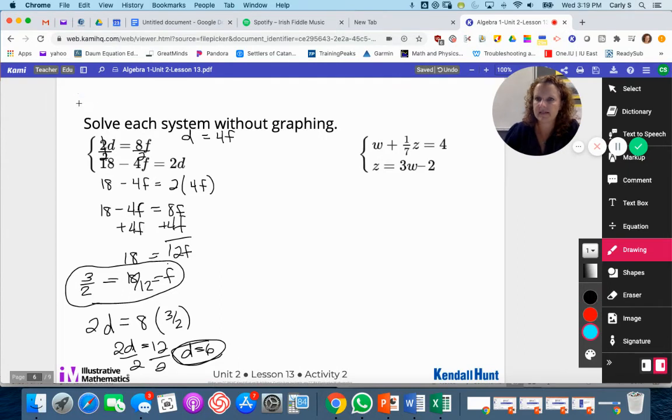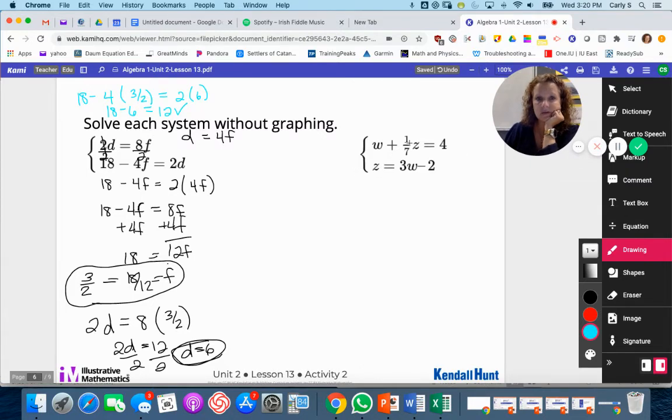We're going to plug it into that second equation. 18 minus 4 times F, which is 3 halves, equals 2 times D. So 18 minus 4 times 3 halves, 6. So 18 minus 6 does in fact equal 12. We got it. Cool? All right.